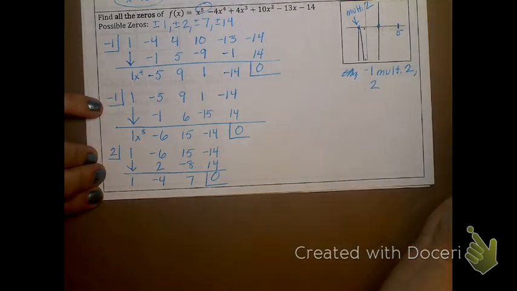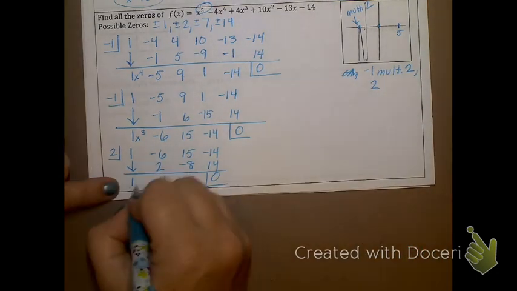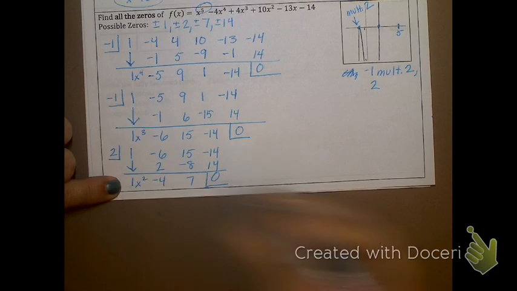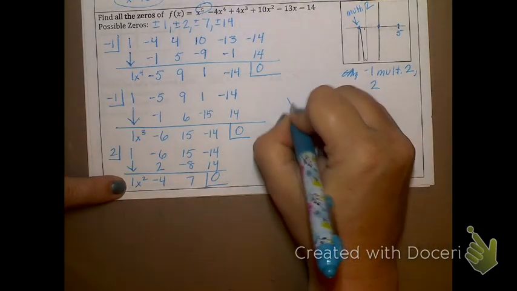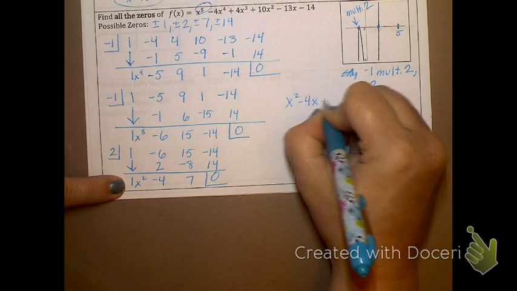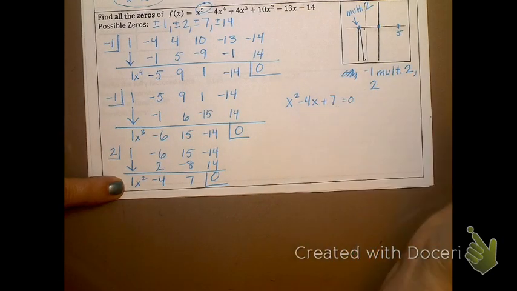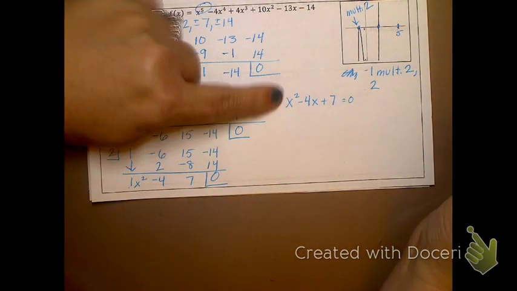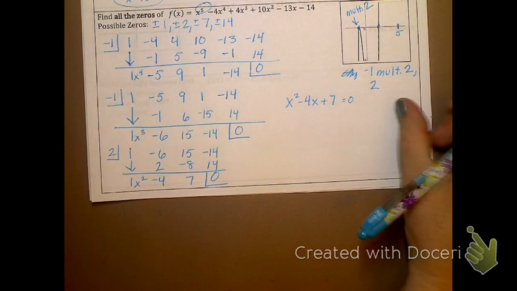2 is also one of my zeros because it works. And now I'm down to an x squared. So let's see where I'm at. I have x squared minus 4x plus 7 technically equals 0. And I have to find my 2 last roots from there because I have 3 listed already.